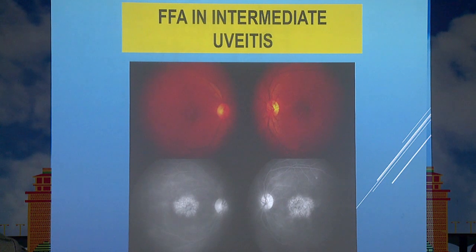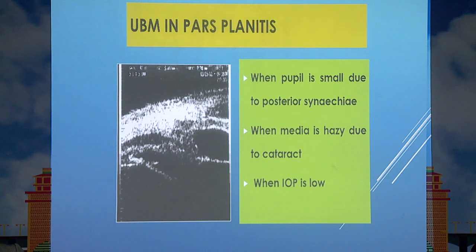Usually it shows a petalloid appearance on angiography, particularly when there is a macular edema. UBM in pars planitis we do when the pupil is small due to the posterior synechiae, you are not able to see properly, and when the media is hazy due to cataract. Particularly, we need to check this out when the IOP is low.